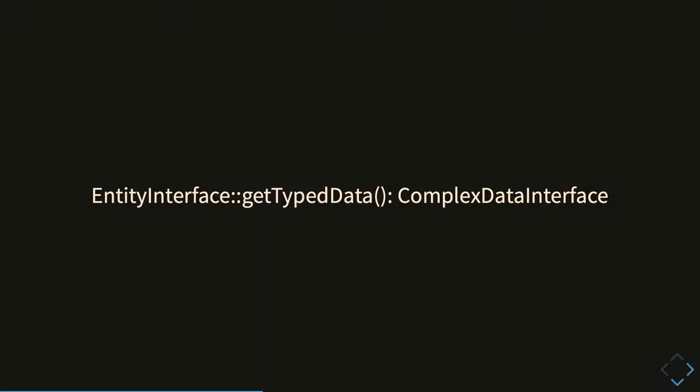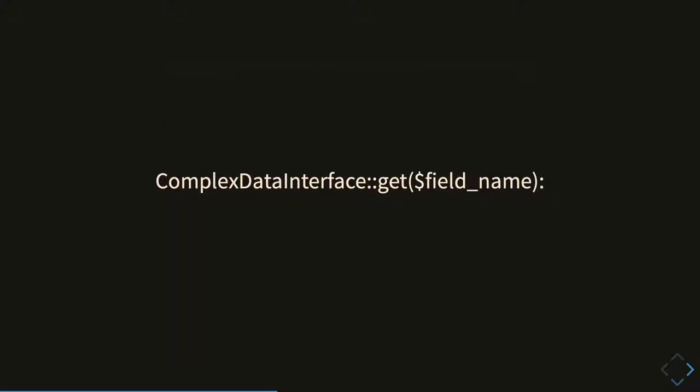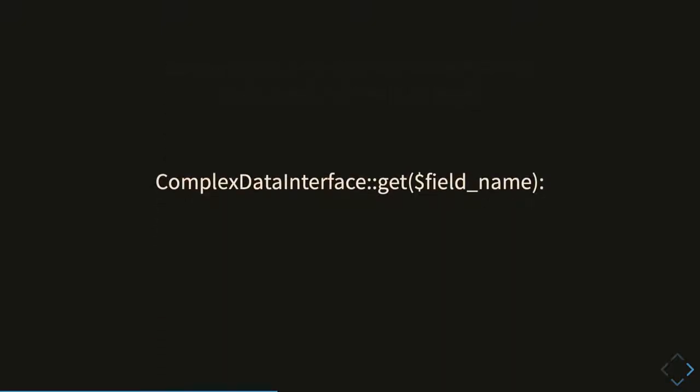Once we get type data, we get the data of the entity itself as a complex data interface, which is kind of like a keyed array, but an actual object with more stuff in it. On the complex data interface, you can call get properties again, and then you get a whole bunch of field item list interface objects, with the keys being the field names on the entity. We can also get field names the same.